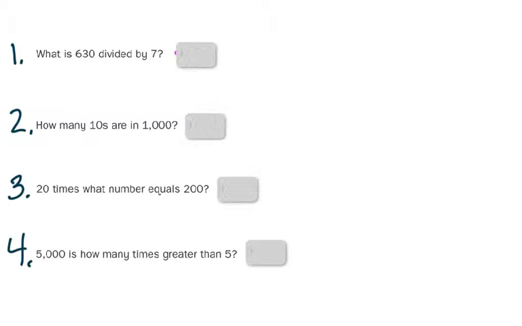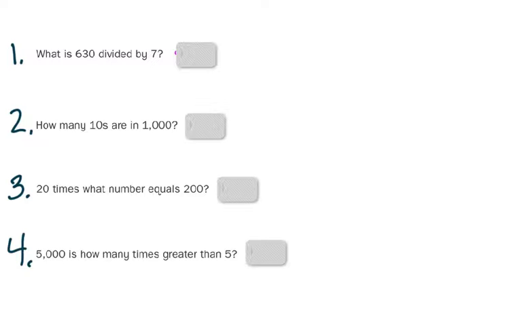Number 1, what is 630 divided by 7? Number 2, how many tens are in 1,000? Number 3, 20 times what number equals 200? And 5,000 is how many times greater than 5? Would you go ahead, pause the video, and answer these questions? Remember, I expect you to do this.